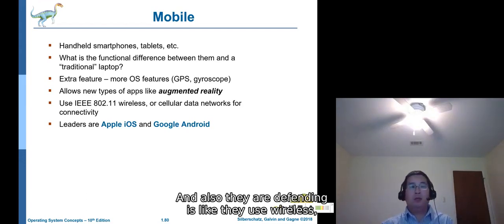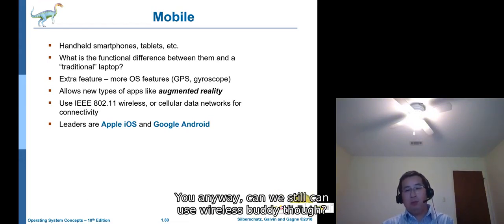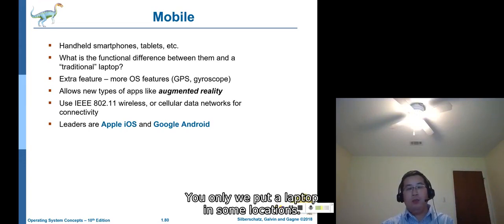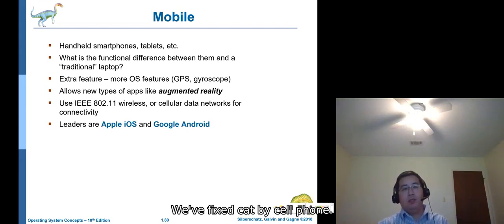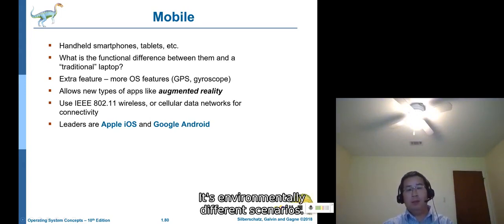And also they are different in that they use wireless. Okay? They are not like a laptop. Usually we can still use wireless on a laptop, but usually we put a laptop in some location. We fix it. Okay? But a cell phone we can bring everywhere. And that's the computing environment. The usage environment in different scenarios will be different.